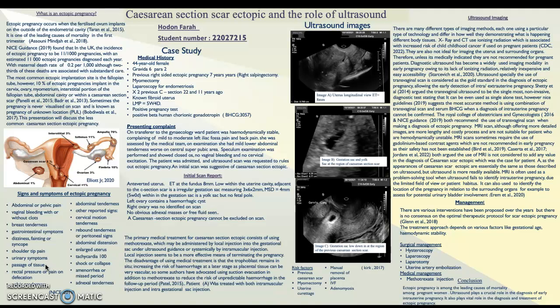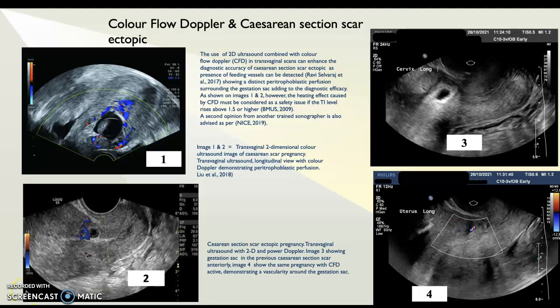The Royal College of Obstetricians and Gynaecologists 2016 and NICE Guidelines 2019 both advise the use of transvaginal scan when making a diagnosis of ectopic pregnancy. The use of 2D ultrasound combined with colour flow Doppler can enhance the diagnostic accuracy of caesarean section scar ectopic, as the presence of feeding vessels can be detected. However, the heating effect caused by the colour flow Doppler must be considered as a safety issue if the thermal index levels rise to 1.5 or higher, as per Beamer's 2019.